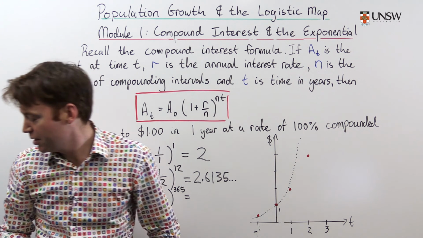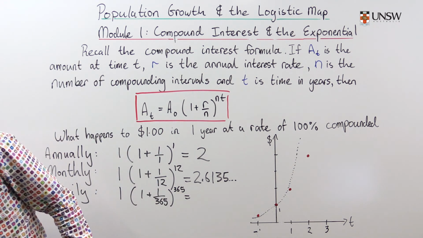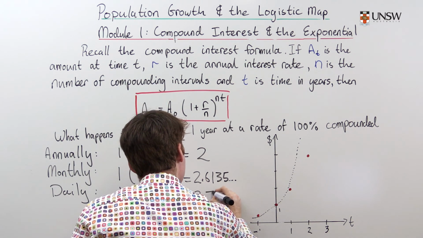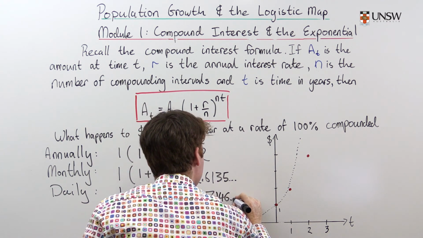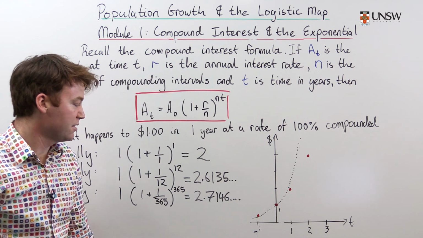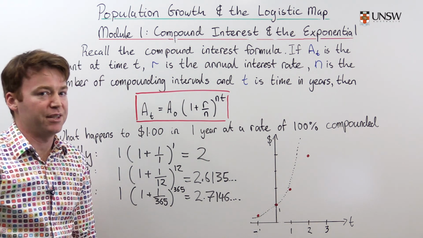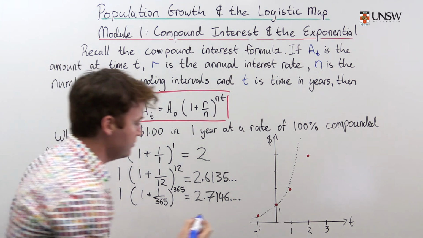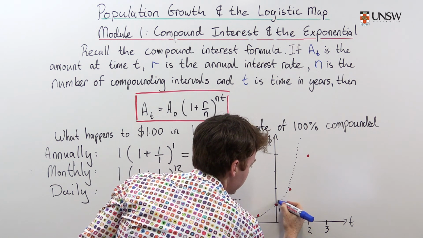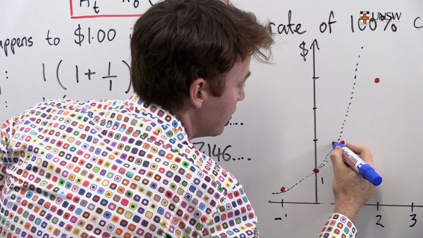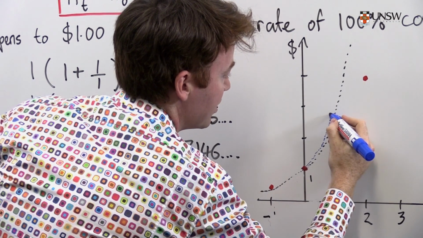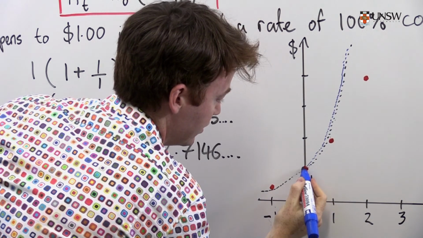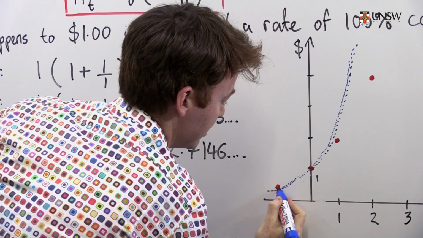Unfortunately, that's not true. When you compound daily, you have 2.7146 to 4 decimal places, which is not that much better than when you compounded monthly. So if we plot that, we get a lot more time intervals, but it's not getting that much bigger than our black curve. And it goes down here, so it's slightly below the black curve over here.